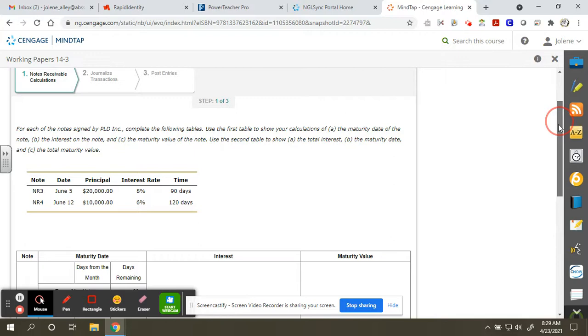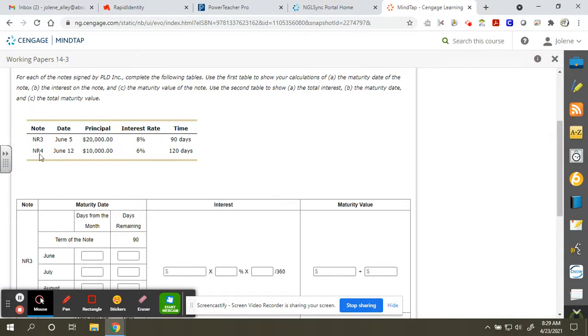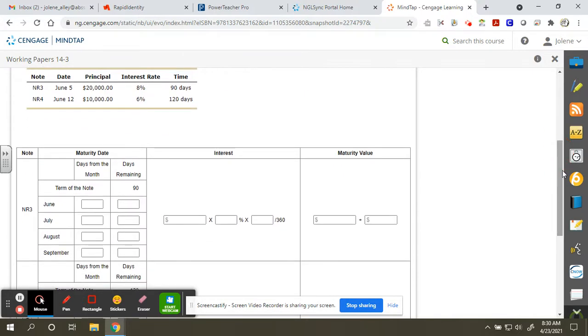All right. So here in step 1, we have these 2 notes receivables, and it says that they want us to calculate the maturity date. That's going to be done here. The interest rate on the note, that's going to be done here. And the maturity value of the note, that's going to be done here. So we're going to take one note at a time. All right. So we've got the principal, and it says principal right here. This is how much they actually borrowed, $20,000. So that goes in here.